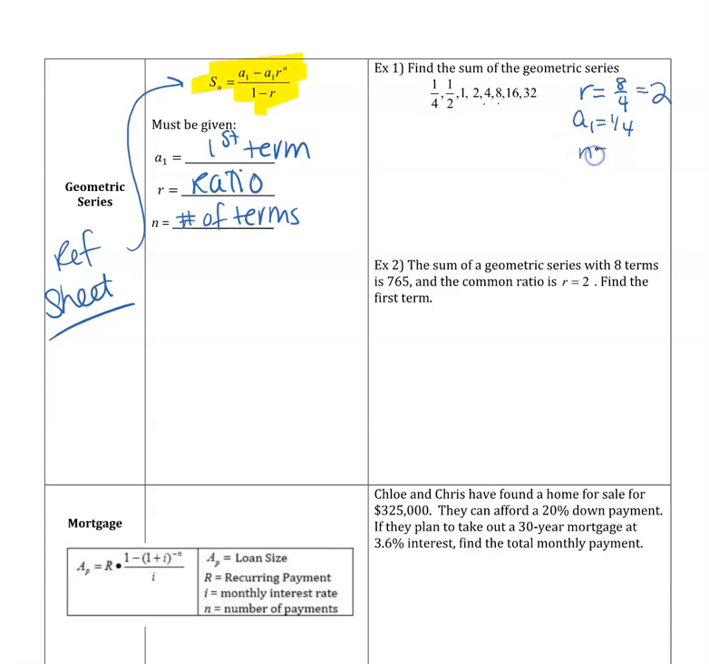And if I want to figure out n, that's just counting how many terms we're adding. So 1, 2, 3, 4, 5, 6, 7, 8 it looks like. So n would be 8. Now plugging into my formula, if I want the sum of the first 8 terms, I know the first term is 1/4. The common ratio is 2. Again, there are 8 terms. And then 1 minus 2 for my common ratio.